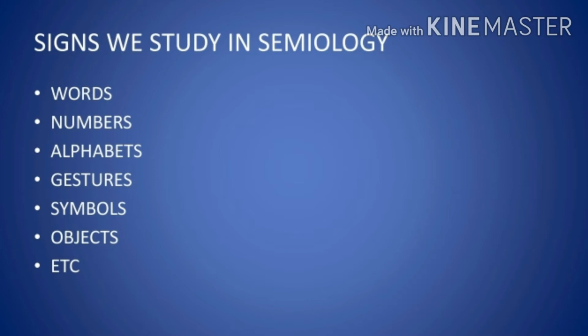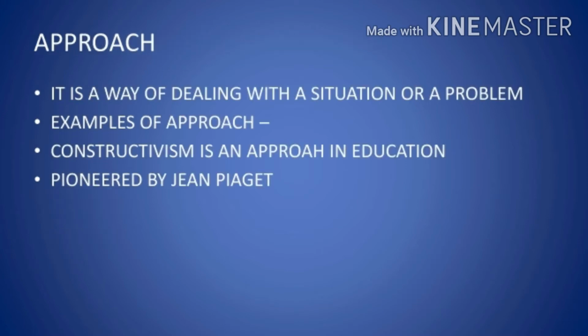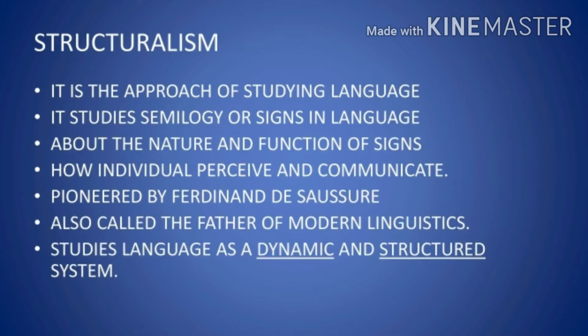Saussure says that we need an approach to study these things. An approach is a perspective or a way of dealing with something. An approach lays down a set of principles to study any subject, and that approach to study semiology or science in language is structuralism. So what is structuralism? It is an approach to study language or the nature and function of language. What things are in language, how to study them, how they operate, etc. It was pioneered by the Swiss linguist Ferdinand de Saussure. He is also called the father of modern linguistics.